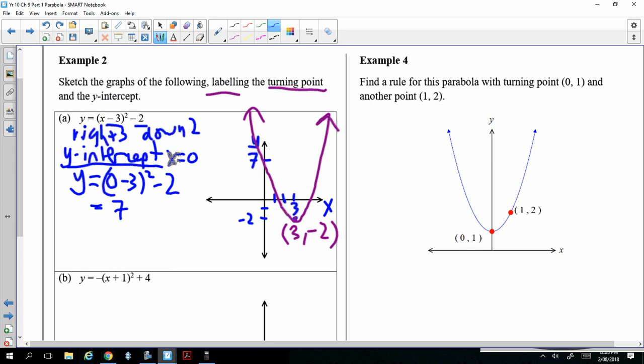Again, analyzing what does each number do to the graph. What does the +1 do? What does the +4 do? What does the minus in front of its bracket do? Okay? Once you master this, drawing parabola is very easy.